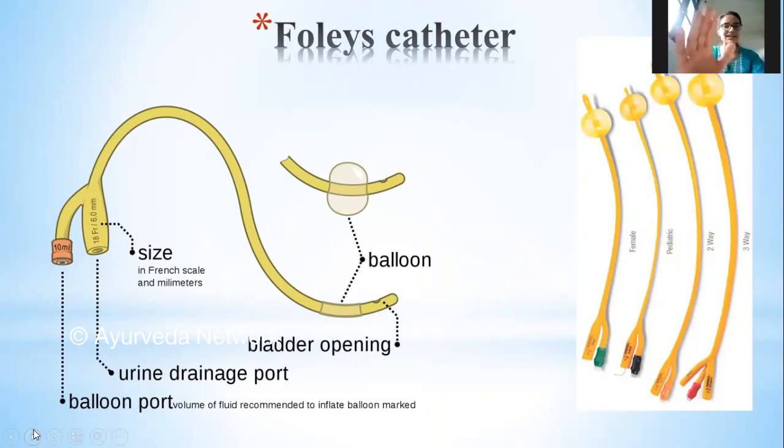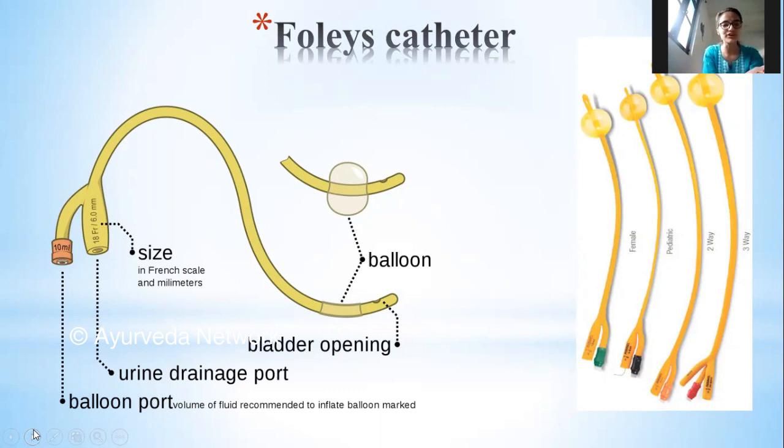Now, we'll discuss the various parts of the Foley's catheter. Now you see that there are 2 openings. One is the urine drainage port and another one is the balloon port. Now the urine drainage port is, as the word suggests, going to drain off whatever is coming from the bladder, right?